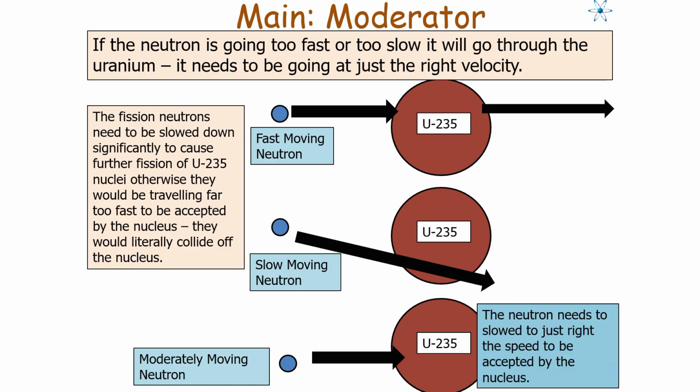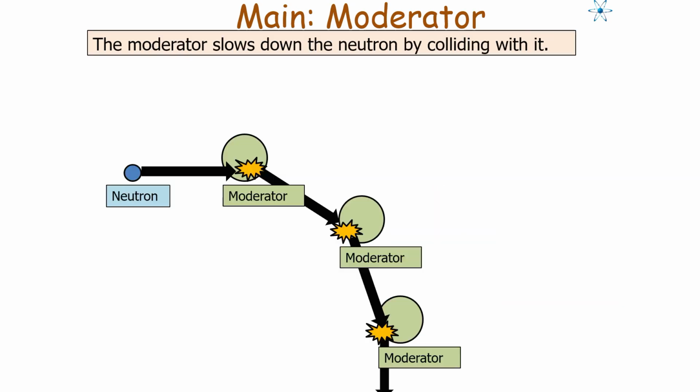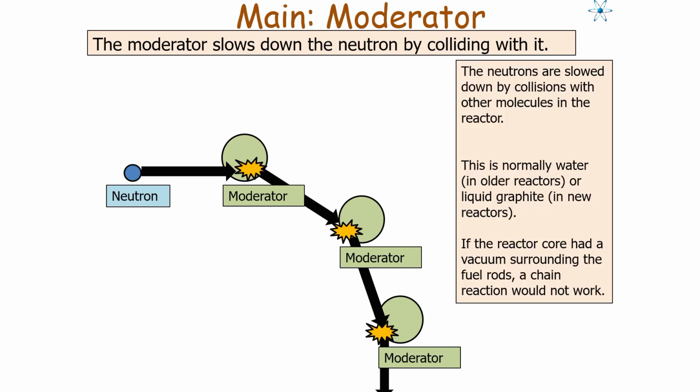So the neutron needs to be slowed to just the right speed to be accepted by the nucleus. Now the moderator slows down the neutron by colliding with it. So the neutrons are slowed down by collisions with other molecules in the reactor. Now this is normally water, as found in older reactors, or liquid graphite in our new reactors.